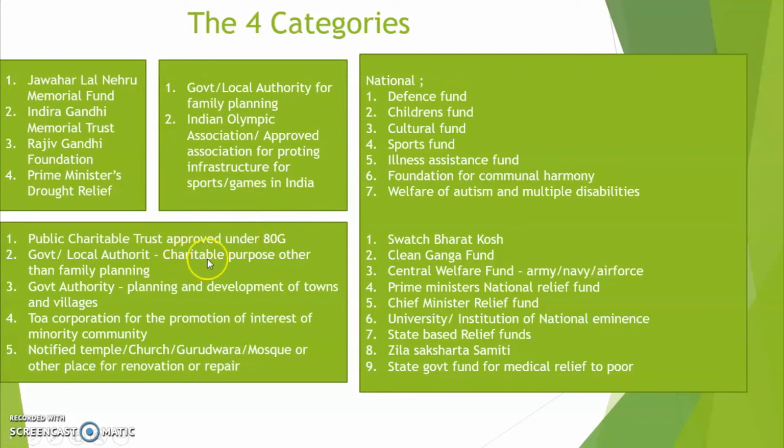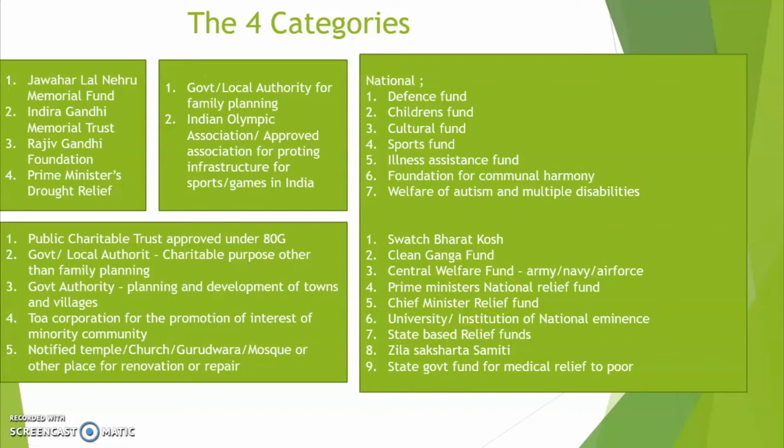Public charity, other than family planning, government expenditure, development of towns, minority interest, church, temple, gurudwaras and all. This is the most important to know here. Temple, church, gurudwara. That's the most common one which you will see in your questions in your examinations. Family planning and sports. National and central, state, prime minister. That's how you should remember it.